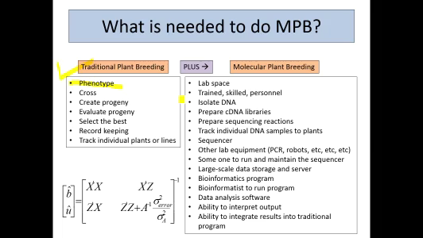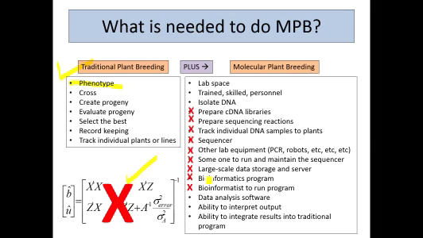You need lab space, to isolate DNA, a sequencer, someone to run the sequencer, bioinformatics, and the ability to analyze the data that comes out of the sequencer and interpret it into a breeding output. Some understanding of the statistics is nice. So when I first started doing molecular plant breeding, I looked through this list and said, whoa, I really don't know how to do any of that stuff.